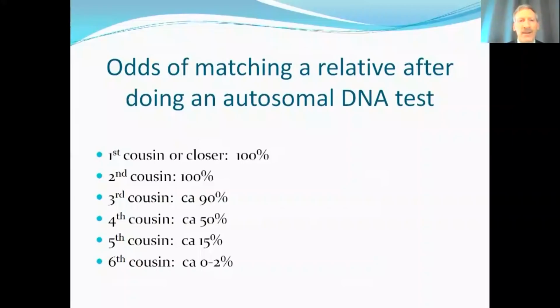So if you're looking at second cousins, as I mentioned in the last slide, there's basically a 100% chance that you're going to share DNA with a known second cousin. However, when you get to third cousins, only about 90% of all third cousins are sharing autosomal DNA segments. And when you get to fourth cousins, about 50% of them are sharing autosomal DNA. Finally, when you get out to the sixth cousin level of relationship, it's relatively uncommon for a sixth cousin to share autosomal DNA with another sixth cousin. In fact, only about 1 or 2% of sixth cousins actually do share autosomal DNA.